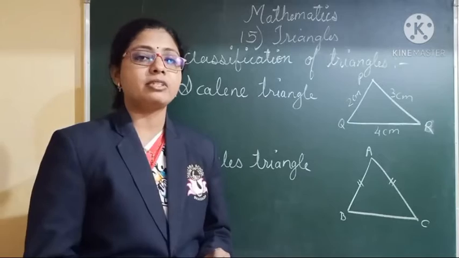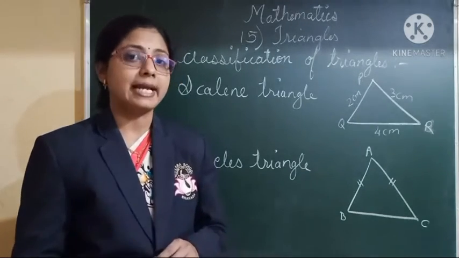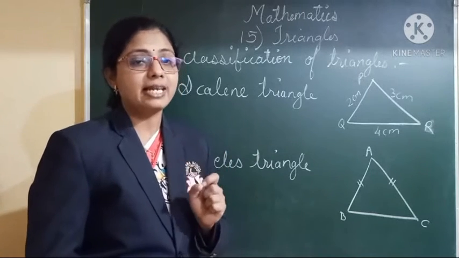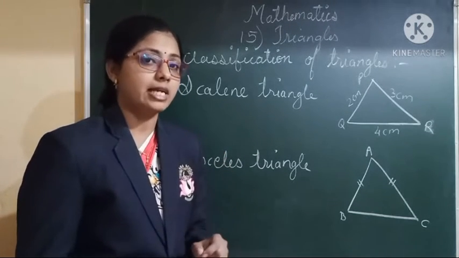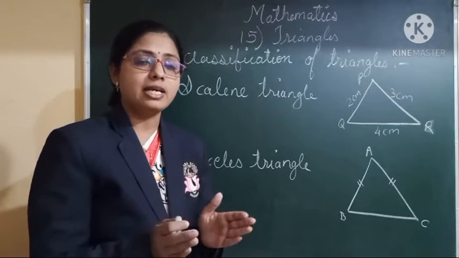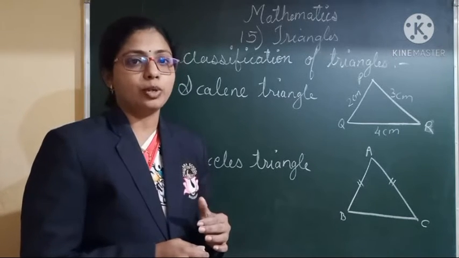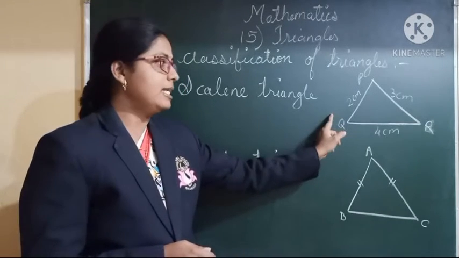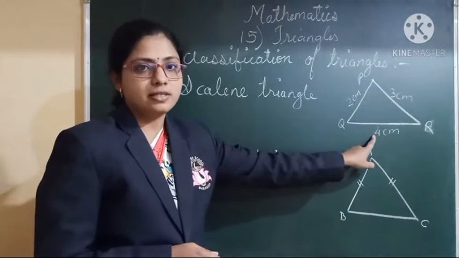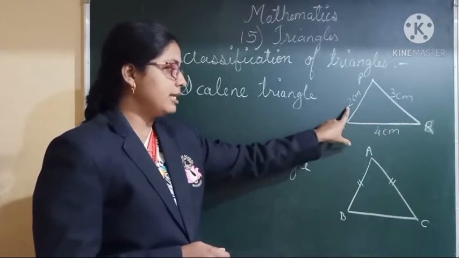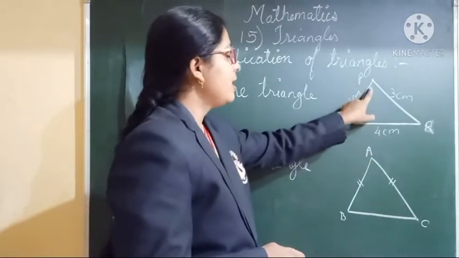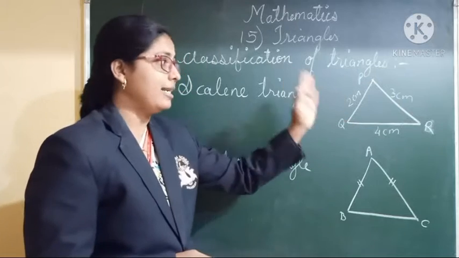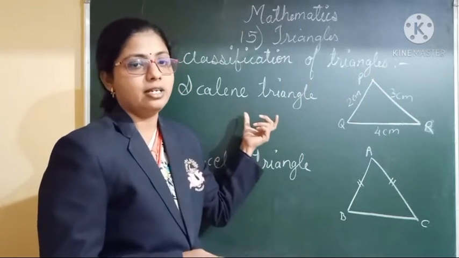Now the next type of the triangle, regarding the sides, is scalene triangle. What is the main feature of scalene triangle? How will you understand that this is a scalene triangle? If you find all the sides are of different measurement, they are known as scalene triangles. Here you can see PQR is a triangle. In this triangle, measurements are written for each side. PQ is 2 cm, QR is 4 cm and PR is 3 cm. So all the sides are different. That is why it is known as a scalene triangle. Always keep in mind.